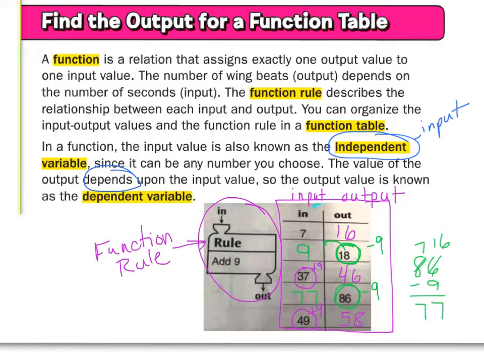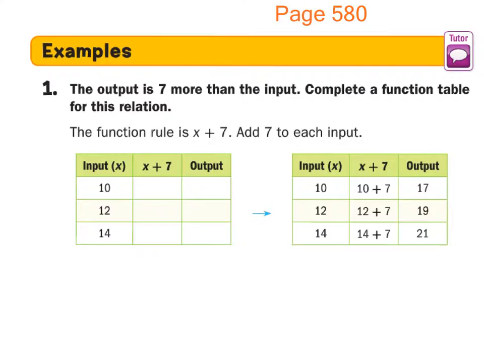So the output depends on what you put in and the function rule, so it's called the dependent variable. So let's give a couple of examples.